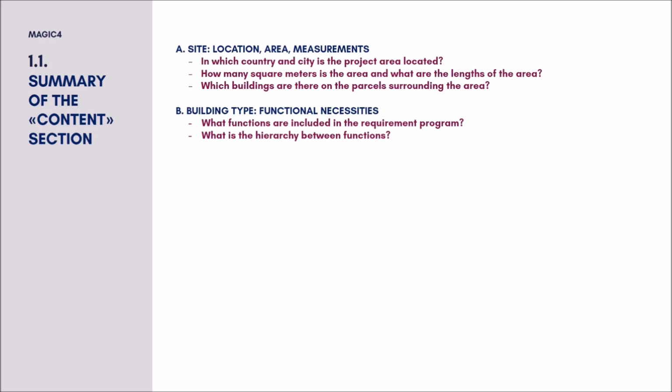Summary of the content section. A. Site, location, area, measurements. In which country and city is the project area located? How many square meters is the area and what are the lengths of the area? Which buildings are there on the parcel surrounding the area?